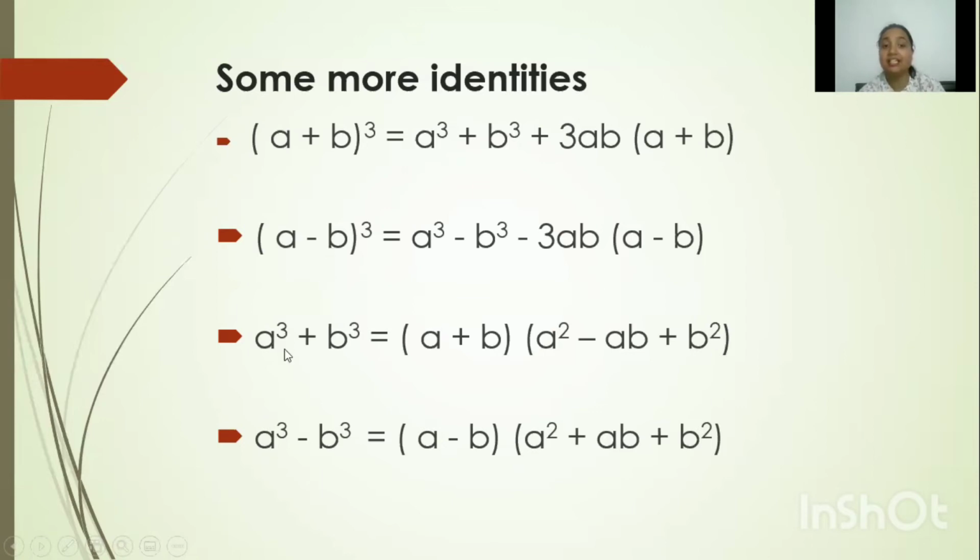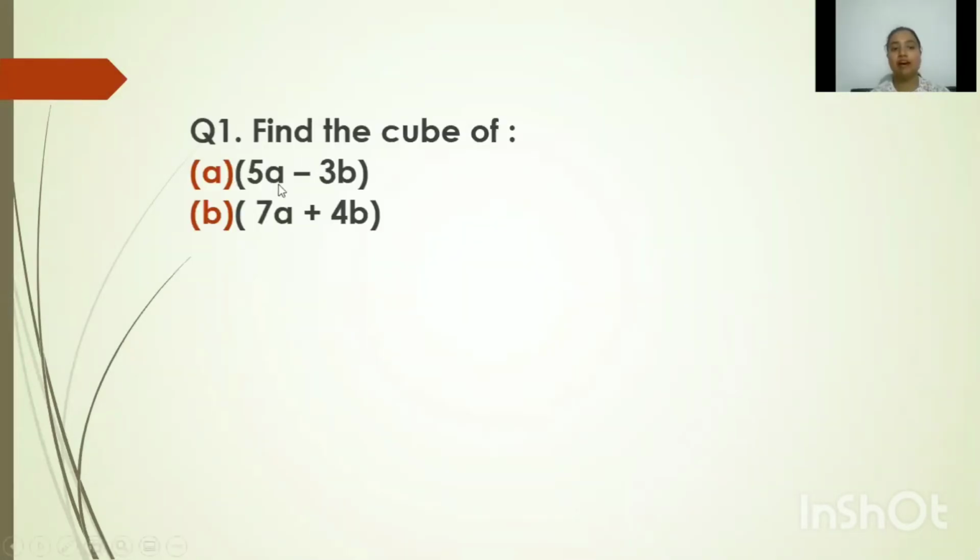And if we are taking separately, like the value of a cube plus b cube, you can take (a plus b)(a square minus ab plus b square). Remember, for the plus sign, a square minus ab plus b square. And for a cube minus b cube, take (a minus b), and here all the signs are positive. Remember these identities and their difference. Okay, so find the cube of 5a minus 3b, right?